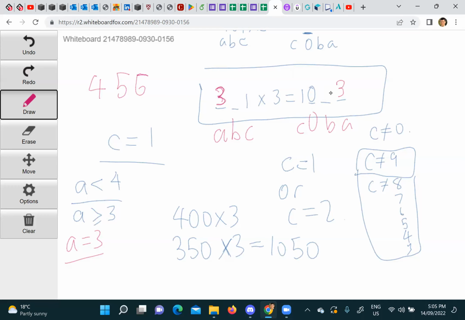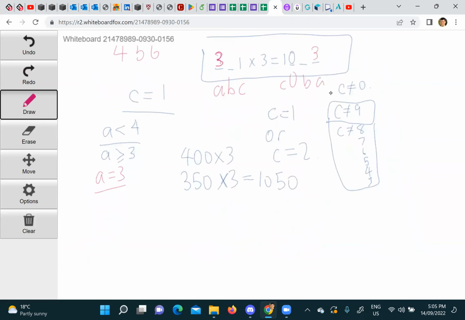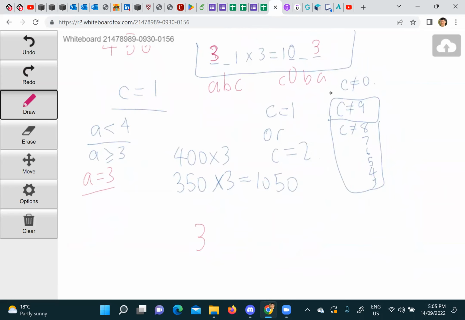341 has a 0 for the second digit, but it's not COBA. Can someone tell me what 341 times 3 is then? Because I'm sick of just waiting for people. And when you tell me if it works or not, I don't trust you anyway. So 341 times 3 is 1023. And COBA is 1043.